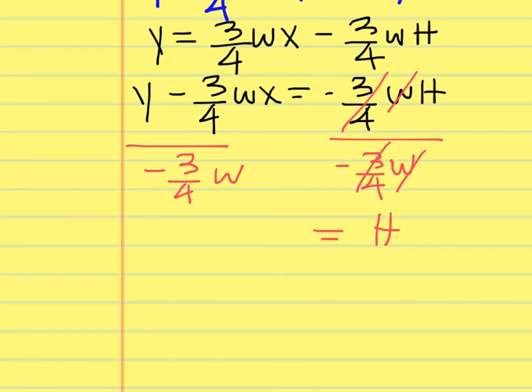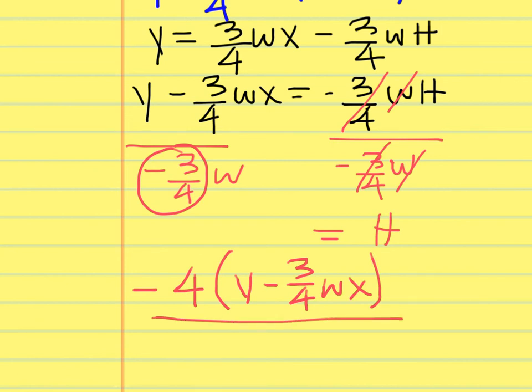And then on the right side, you're going to end up with this, or the left side, I should say. You're going to have, and don't forget, you flip and then multiply. So on the top, we're going to have a negative 4 times the quantity y minus 3/4 wx, and on the bottom, you will have a 3w.